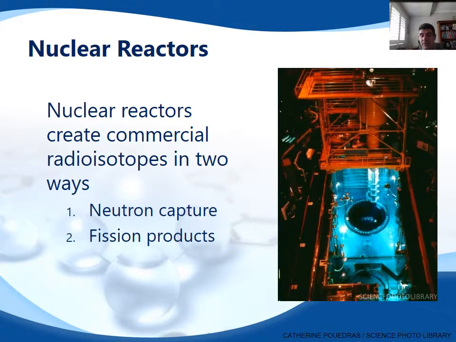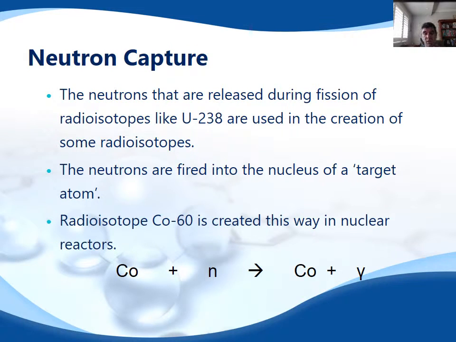Now, nuclear reactors can create commercial radioisotopes for us in one of two ways, either by what we call neutron capture or by fission products. Hopefully you've already got a sense of these now. The first of these is neutron capture. Neutrons that are released during the fission of radioisotopes like the uranium-238 that we looked at before are used to create some commercially important radioisotopes.